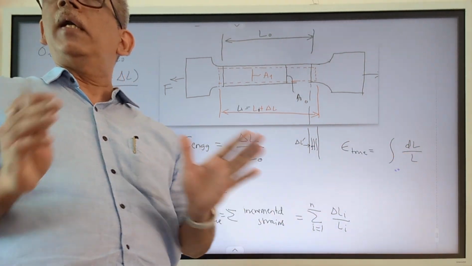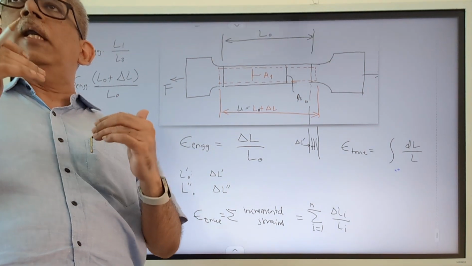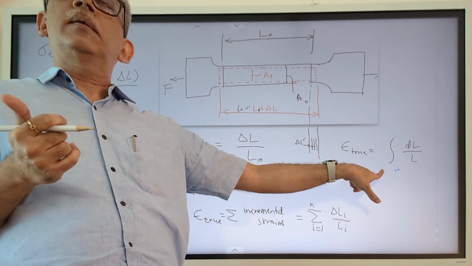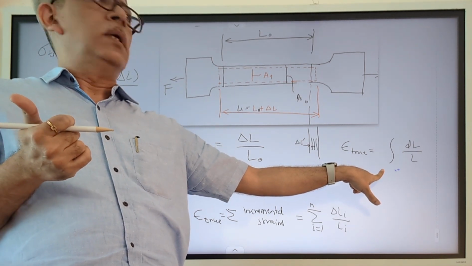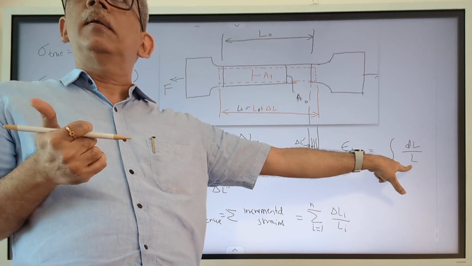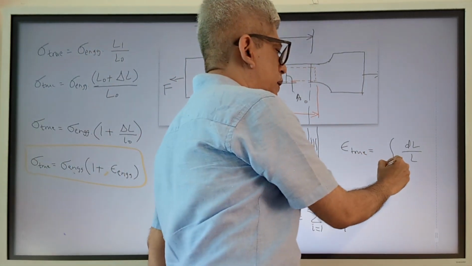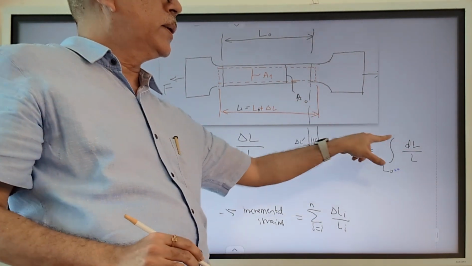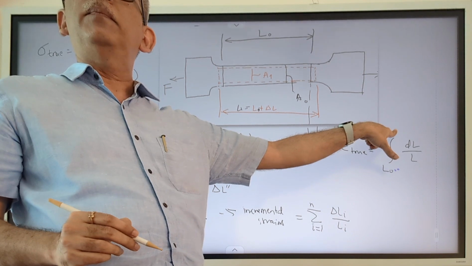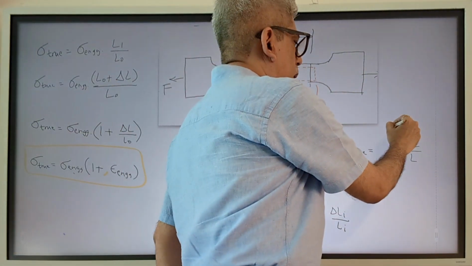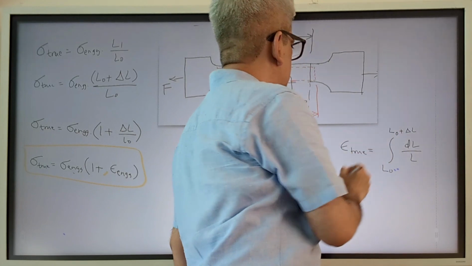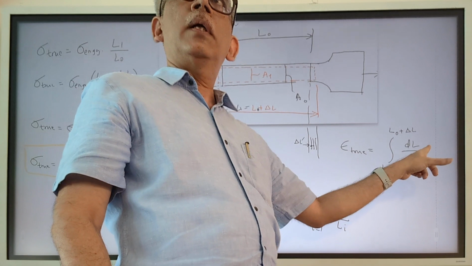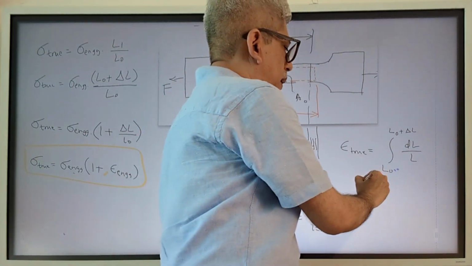We want to calculate this summation of delta L by L from beginning to end. So what would be the limits of this integral? When you begin, what is the value of L? L is L naught. So you start with L naught, and when you reach the final end, what is the length at that particular time? That is L naught plus delta L. So that is the final length, and that is how the true strain would be calculated.